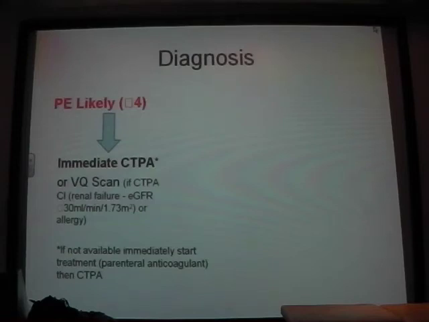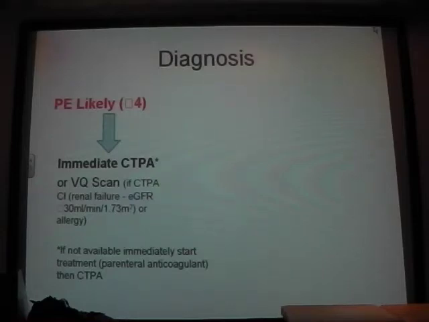A VQ scan is a scan that you do, and it looks at ventilation and perfusion in the lungs. And what you do is the patient inhales a radioactive isotope, and that's also injected. And then they take measurements and look at the distribution of ventilation and perfusion in the lung. And if there's a mismatch, i.e. there's an area of the lung that's being ventilated but not being perfused, it's pretty obvious that there's a clot there. And that's how they diagnose a PE on the VQ scan. I've put it in here.